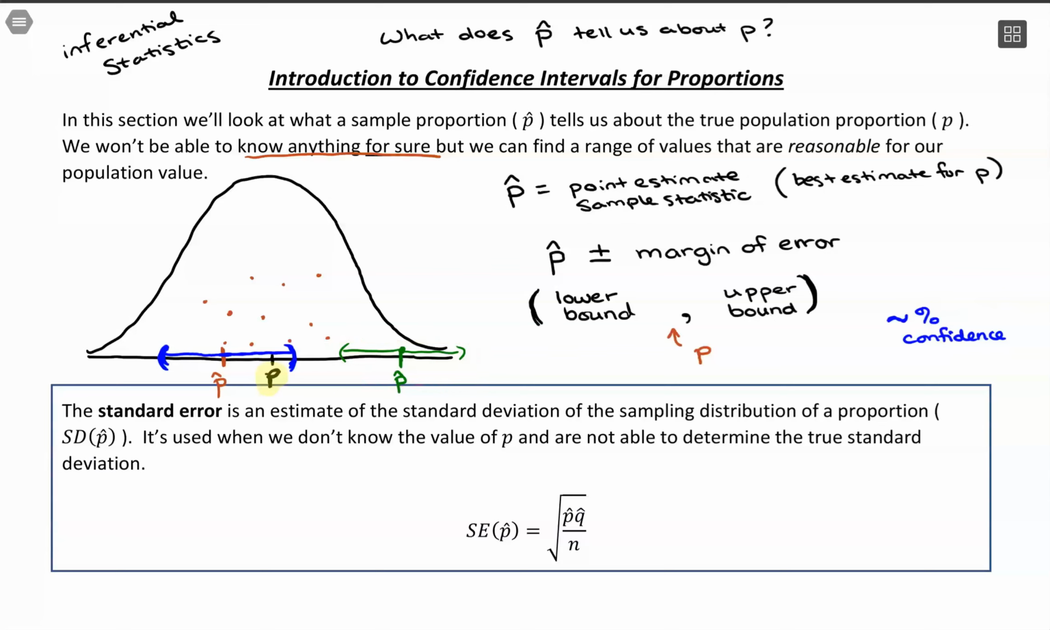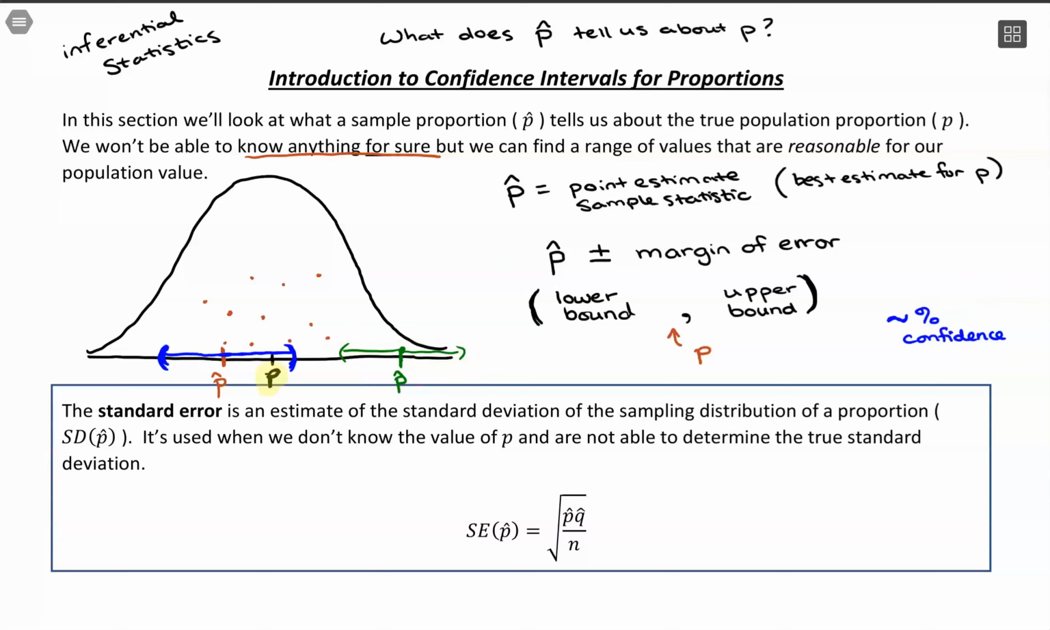Then for standard deviation, our terminology changes ever so slightly here, and that standard deviation is going to change to standard error. So if you remember with our sampling distribution of proportions, in the last videos, we used that population standard deviation for sample proportions, and it was the square root of p times q over n. What we're going to see in this section is very similar, but the idea is that we don't know what p is, which means we don't know what q is.